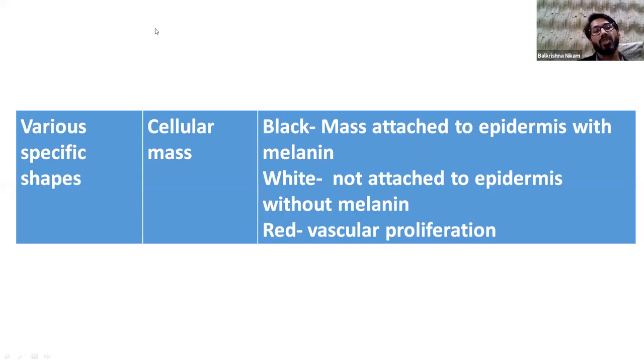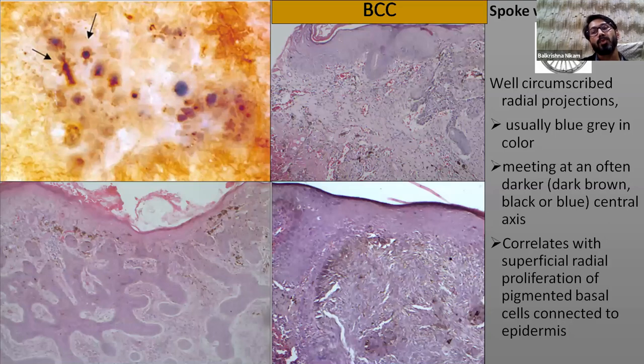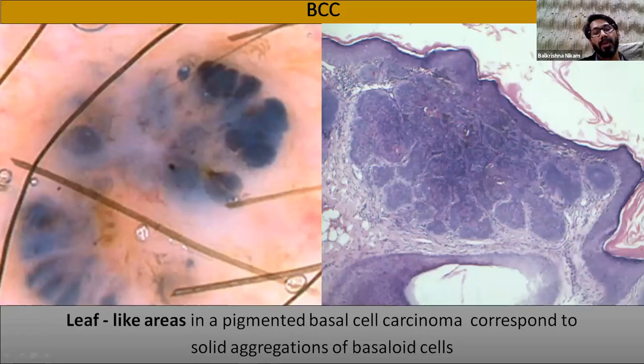Coming to the various specific shapes, particularly in BCC, you see the spoke wheel areas. The spoke wheel areas are usually gray or blue colored, meeting at an often darker central axis. This darker axis is nothing but a proliferation of pigmented basaloid cells, which is close to the epidermis. And then there is a radial projection of these basaloid cells, parallel to the epidermis, which leads to this spoke wheel appearance. Then leaf-like areas in pigmented basal cell carcinoma correspond to the solid aggregation of the basaloid cells.